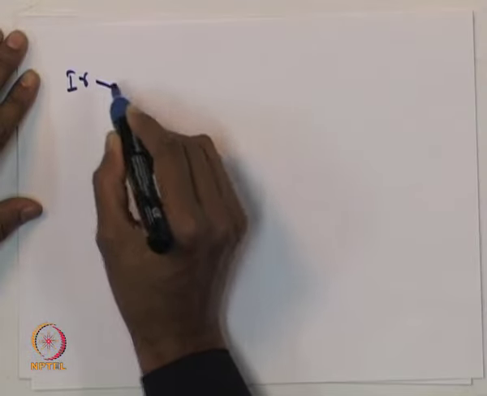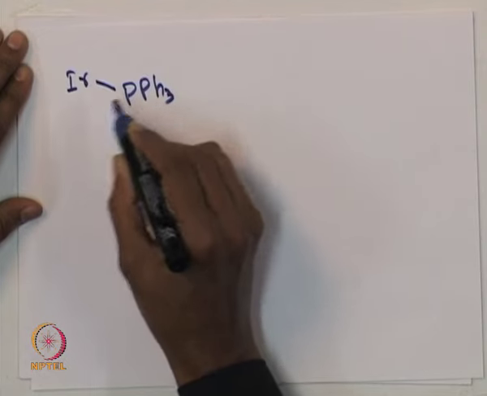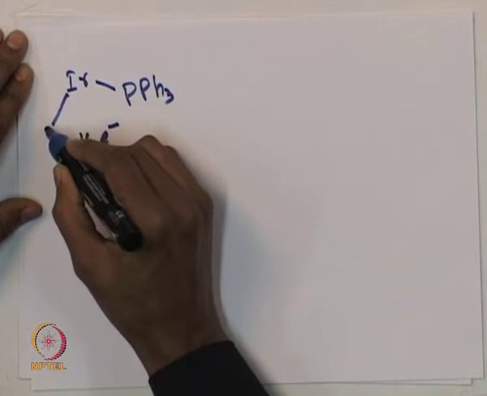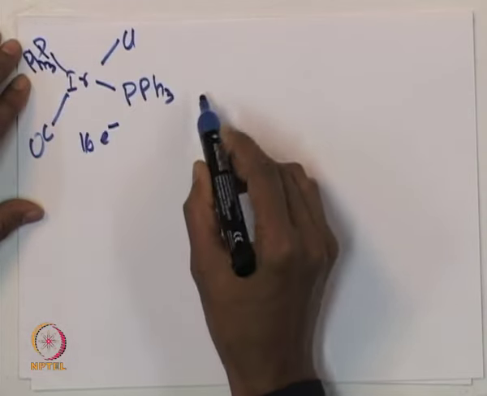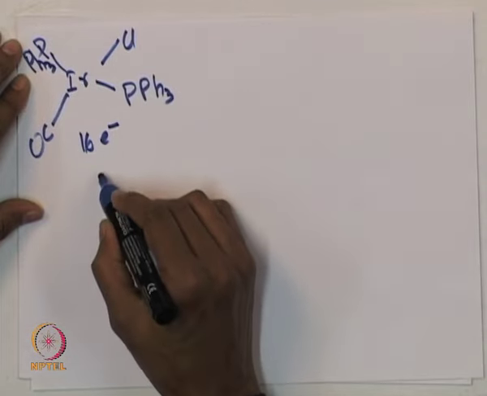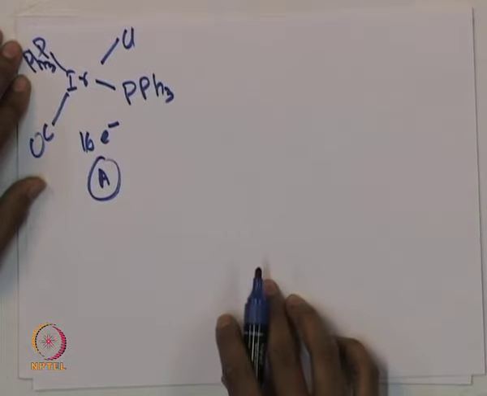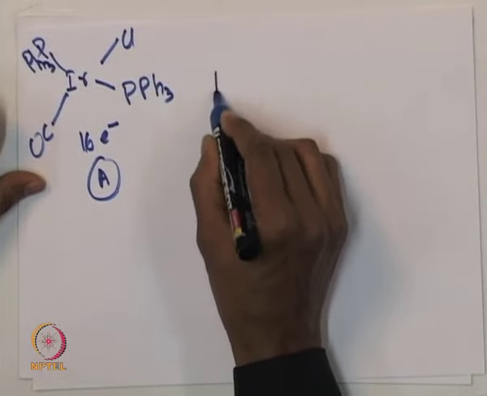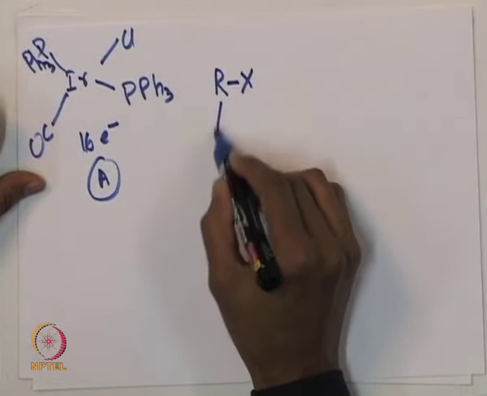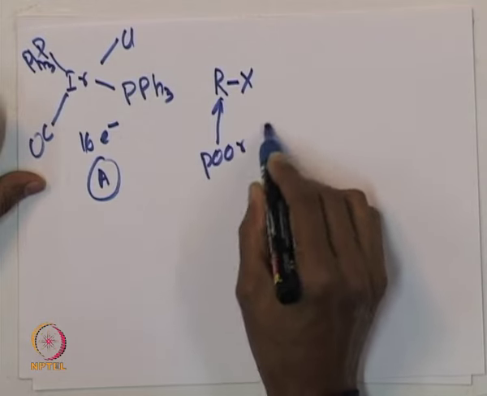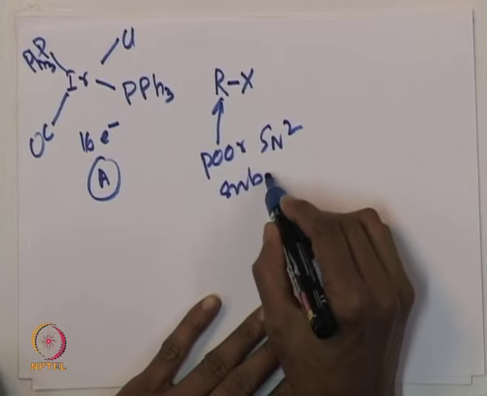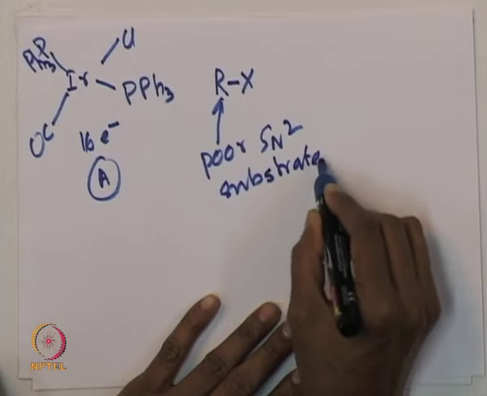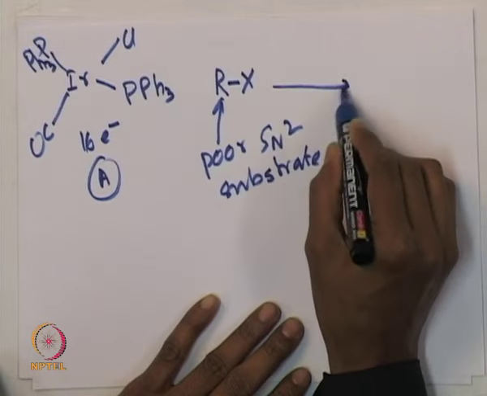Let us take an example. Once again our favorite complex, this iridium complex, it is a 16 electron species. Now, let us say this is the species A. This species A will react with RX. Let us say this is not for your SN2 substrate. Let us say tertiary butyl fluoride or anything you would understand that will not undergo SN2 reaction.